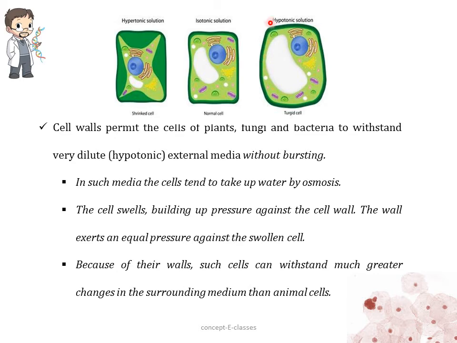So water molecules are free to pass across the cell membrane, but more water will come inside the cell rather than leaving. So what will be the overall result? The cell is likely to swell up and burst, but the cell wall will protect the cell from bursting. Okay, so let's see how. In such mediums, the cell tends to take up water. The cell swells up, building up pressure against the cell wall, but the wall exerts an equal pressure against the swollen cell. Because of their walls, such cells can withstand much greater changes in the surrounding medium than animal cells.